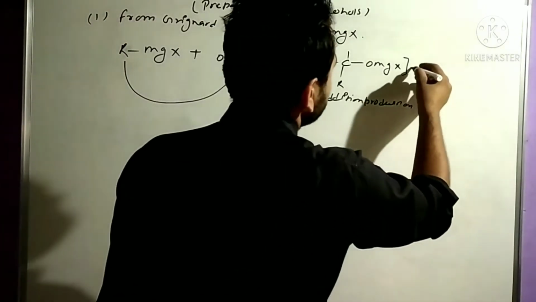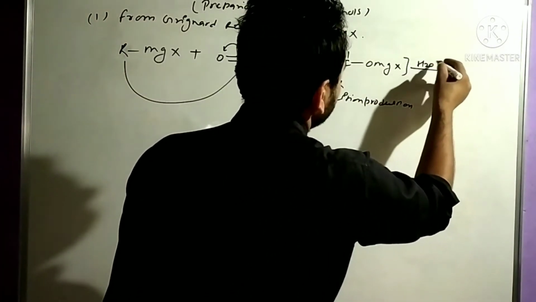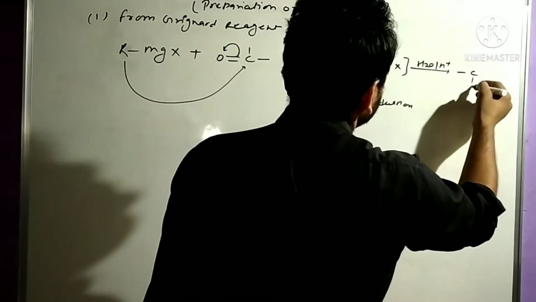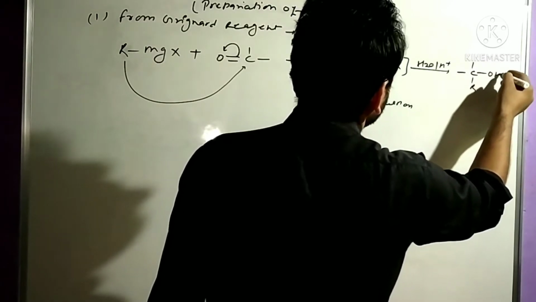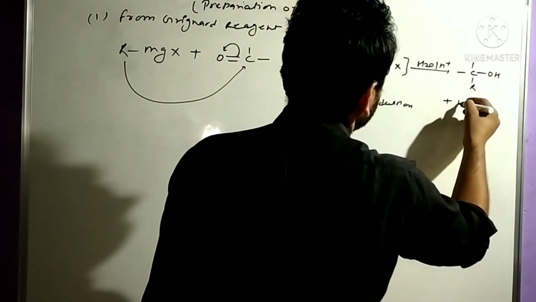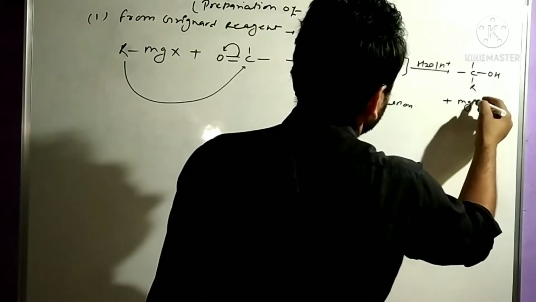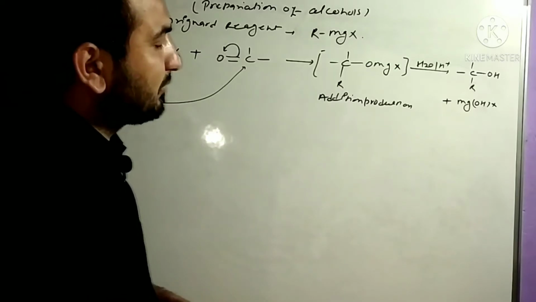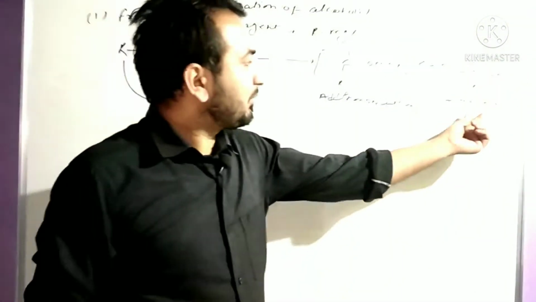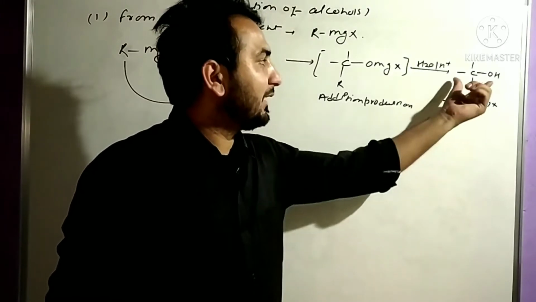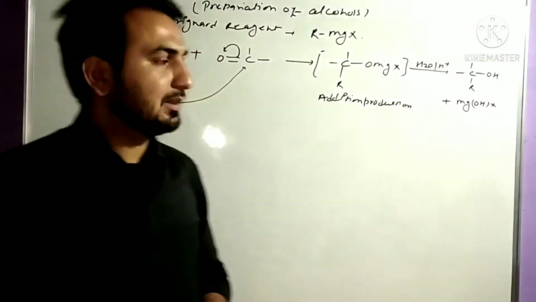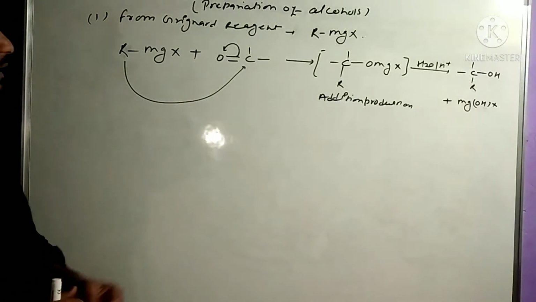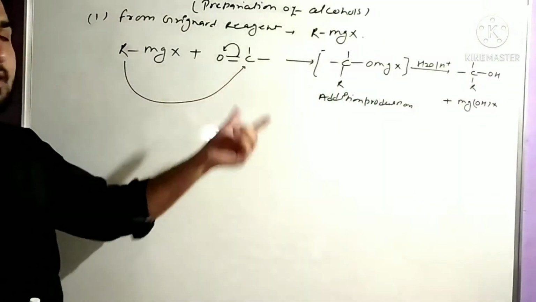After that you can hydrolyze this compound and it will form the alcohol, R-C-OH, plus MgOH X, hydroxy magnesium halide. So this compound is called hydroxy magnesium halide, and an alcohol is formed. Clear? So this is the general strategy, or general mechanism, to react the Grignard reagent with any carbonyl compound.